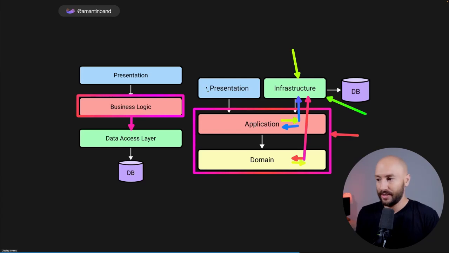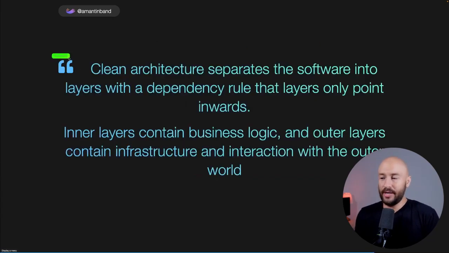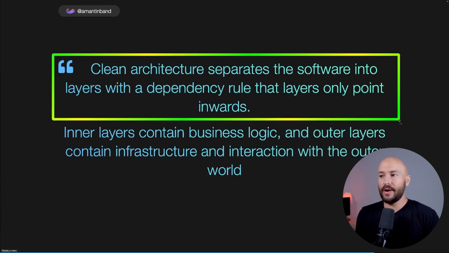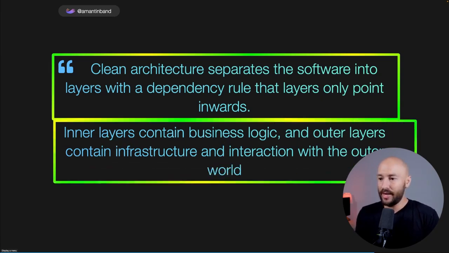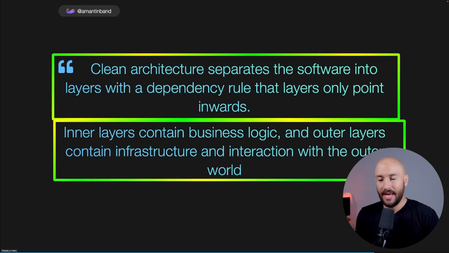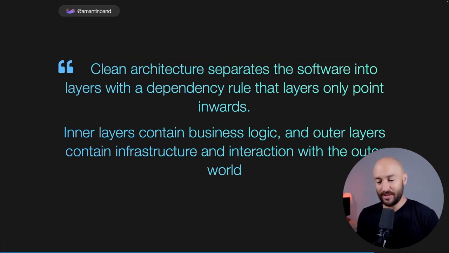So I put over here a summary of what clean architecture is, where basically it separates the software into layers with a dependency rule that layers only point inwards. Inner layers contain the business logic, and outer layers contain infrastructure and interaction with the outer world. Also, like we said, inner layers define interfaces and outer layers define the implementation to these interfaces.